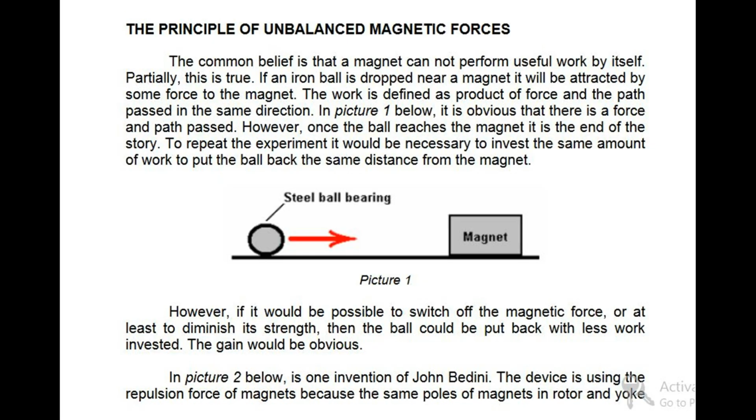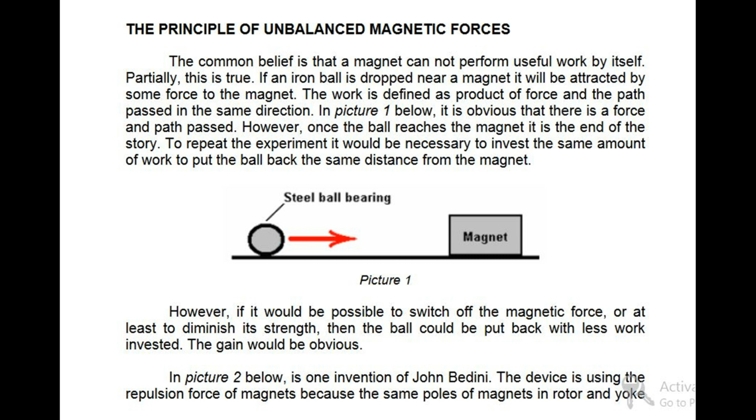The principle of unbalanced magnetic forces. The common belief is that a magnet cannot perform useful work by itself. Partially, this is true. If an iron ball is dropped near a magnet it will be attracted by some force to the magnet. Work is defined as the product of force and the path passed in the same direction. In picture 1 below, it is obvious that there is a force and path passed. However, once the ball reaches the magnet it is the end of the story.